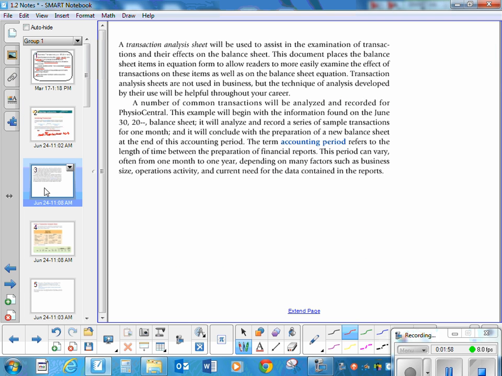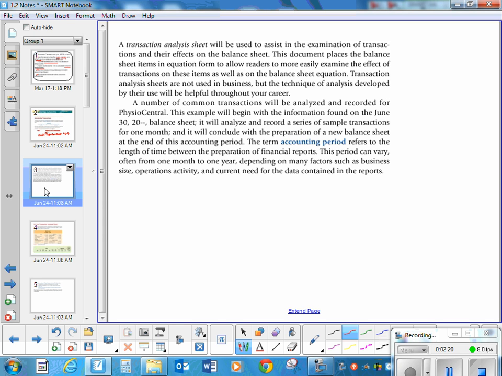A transaction analysis sheet will be used to assist in the examination of the transactions. Now, there isn't an accountant in the world that still uses a transaction analysis sheet. It's not actually considered to be a proper document. It's just something that's going to help us analyze what we're doing, and it's used to teach you.